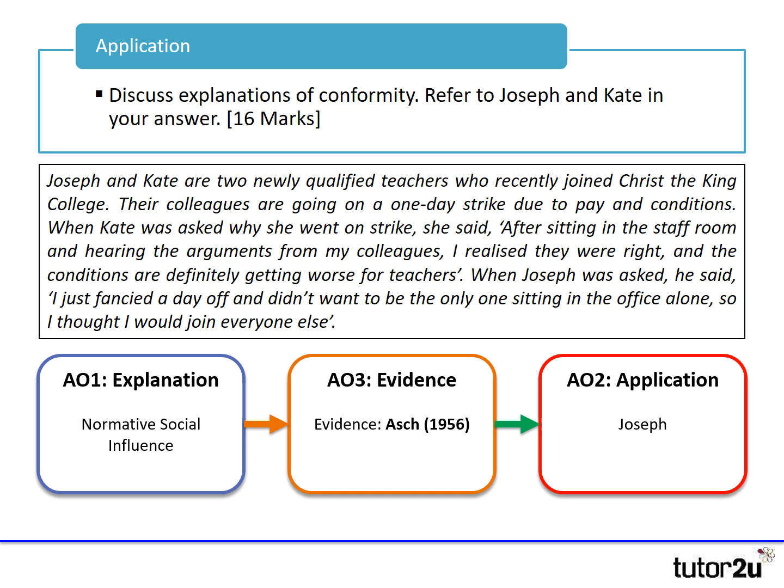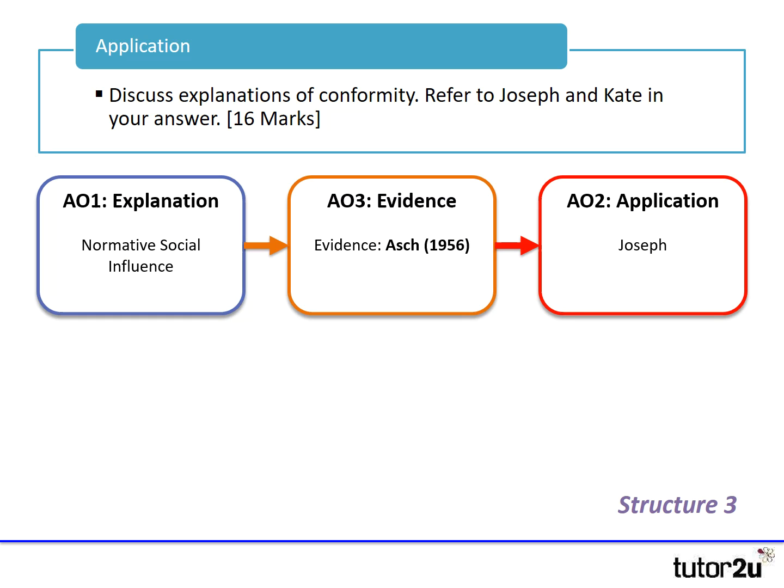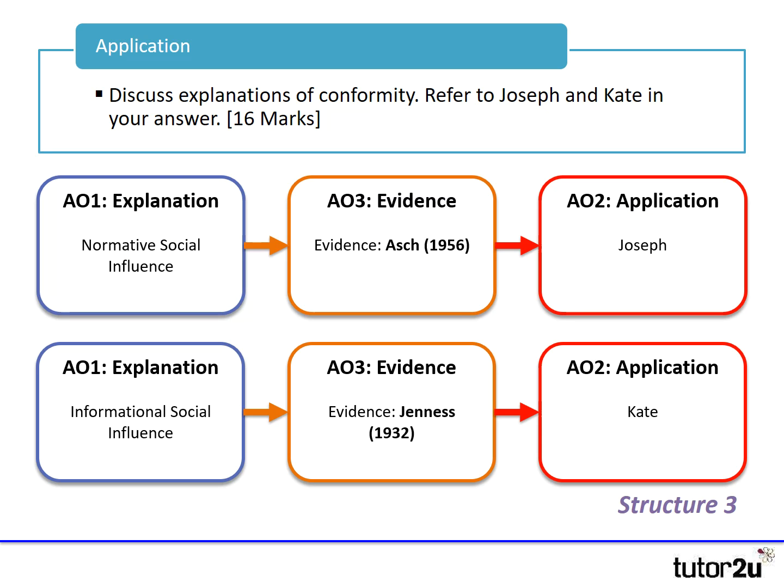So I would remove my methodological criticism here and replace it with my application of how Joseph demonstrates normative social influence, okay? I'm just going to shift that up now so you can see the whole thing. I will then do exactly the same. Replace my second bit of further evaluation with more application, in this case, Kate. You don't need any further evaluation here because you won't have the time or the word limit to write it in. So what you're doing is replacing the further evaluation with application for this particular essay.